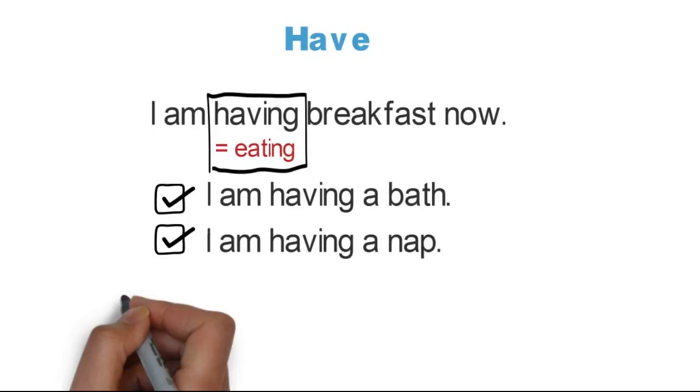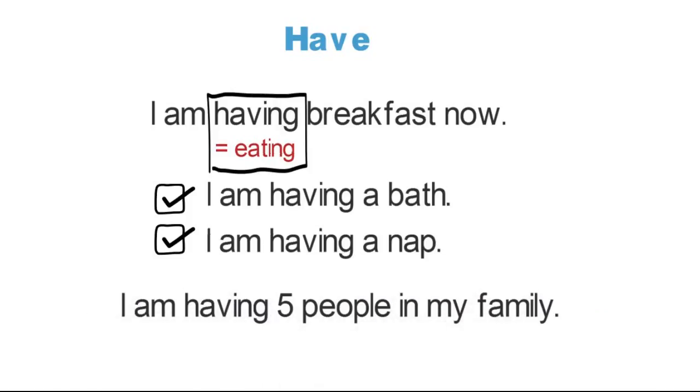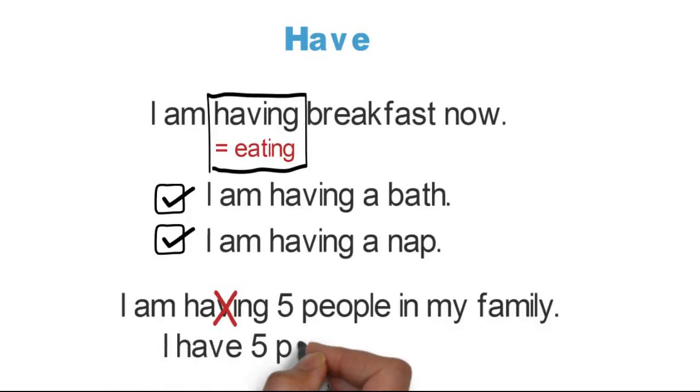However, we cannot say, I am having 5 people in my family. In this case, have shows possession. How many people belong in your family? It's not an action. It's a true fact, so we use the present simple tense.